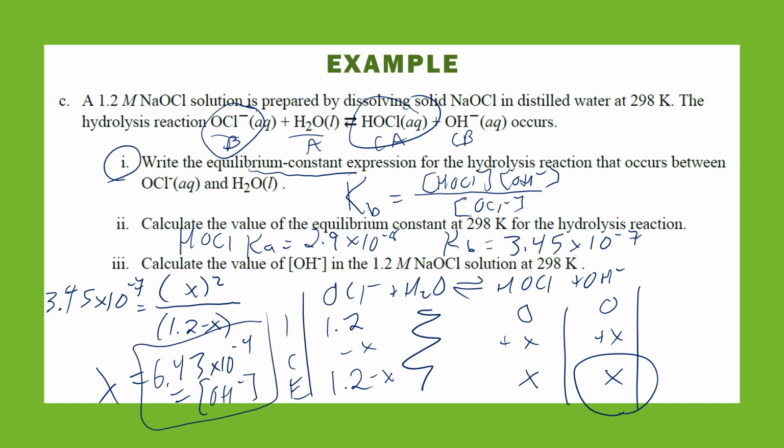You could have also assumed that X was very small and solved it that way, so ignoring the X on the bottom. You might have gotten a slightly different answer, but within significant figures, you can do it that way as well.